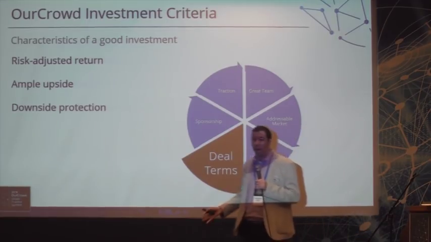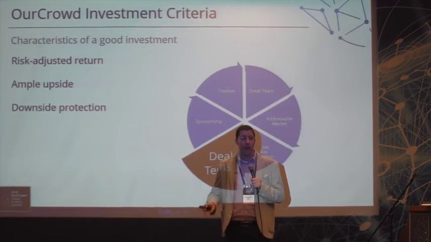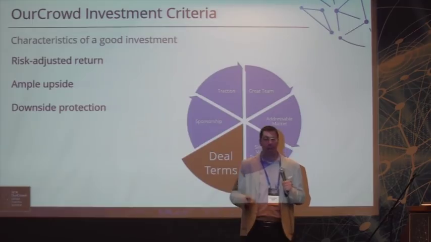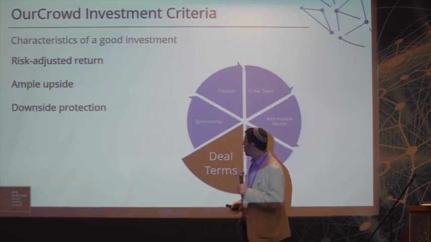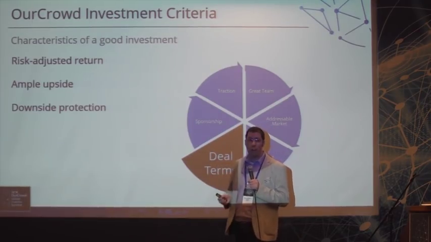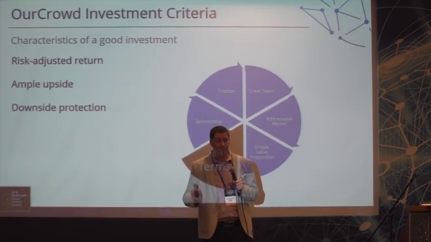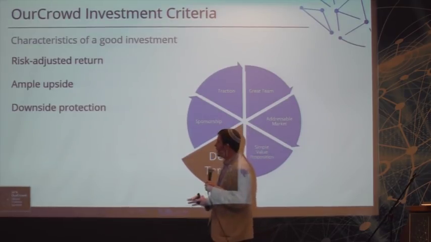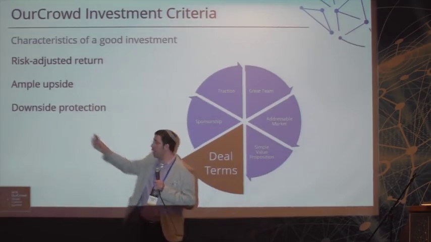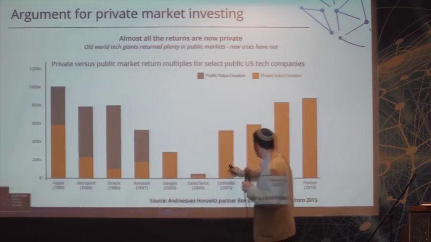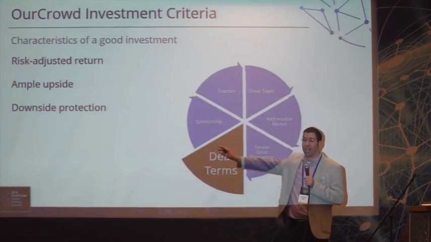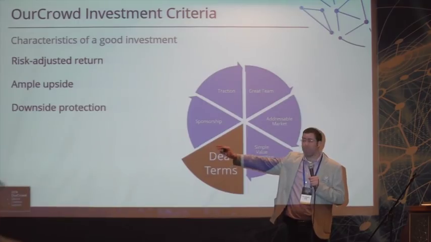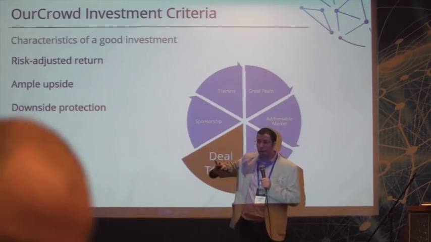Okay, so if that's the argument, and if that's really true, how do we find these companies, and how do you get access to these companies? When we think of what a good investment is, it's effectively just 2 very simple elements. There has to be ample upside, so that you could get these kinds of returns. But on the other side, there has to be downside protection. And these are 2 considerations of incredible importance.